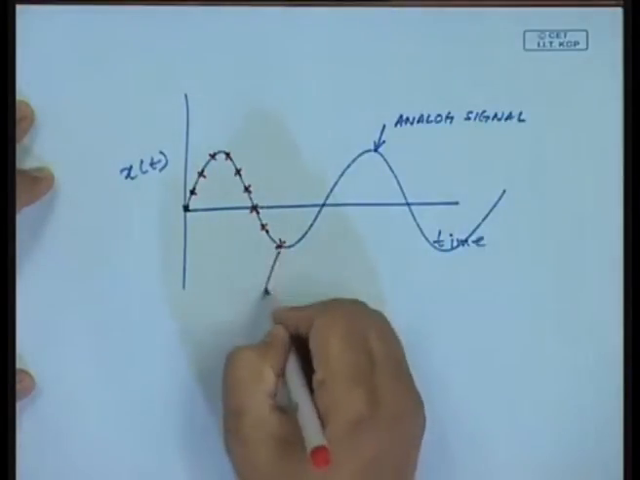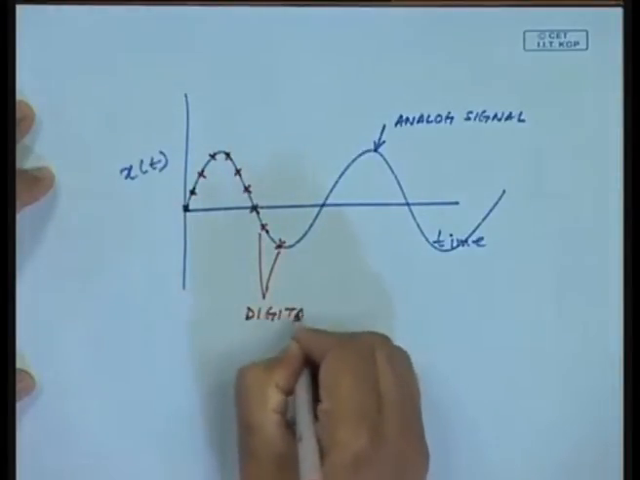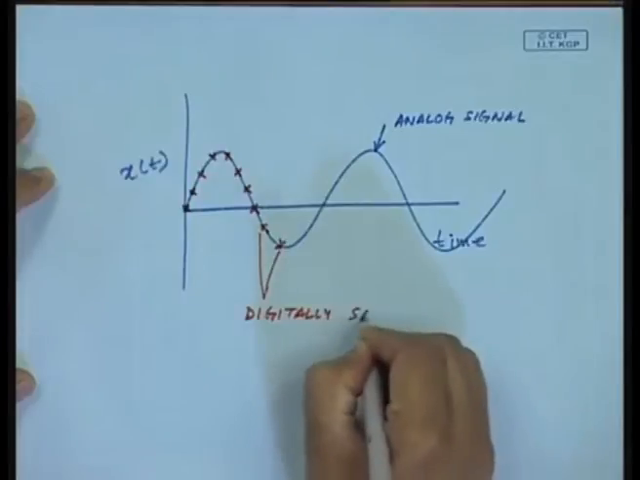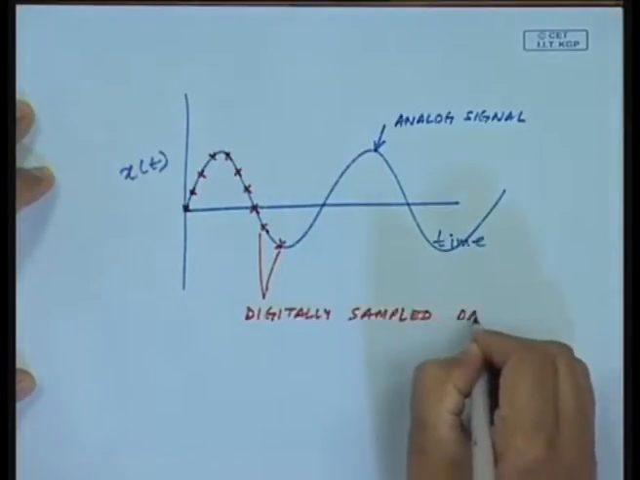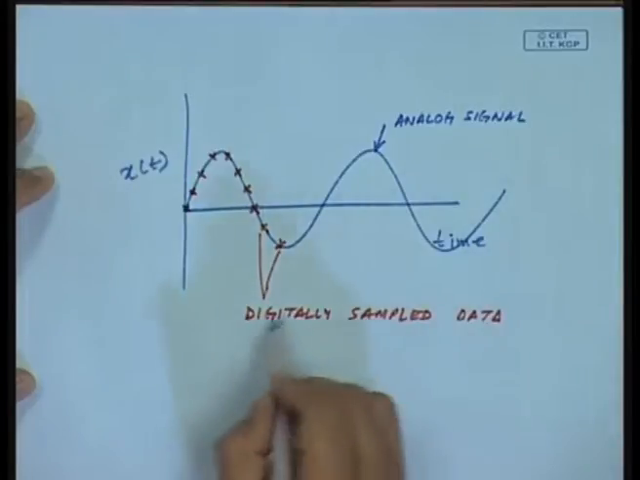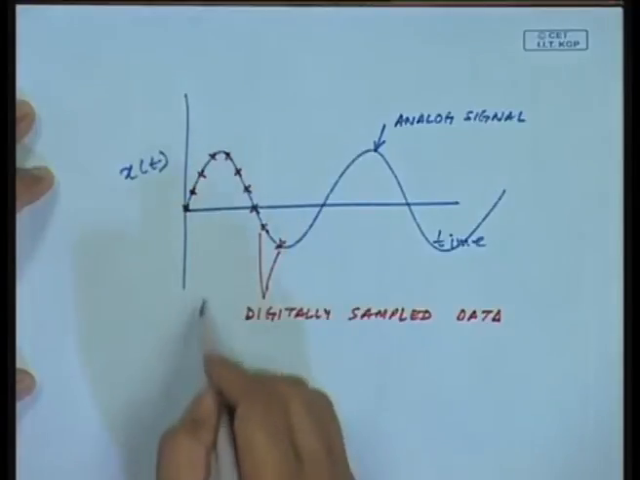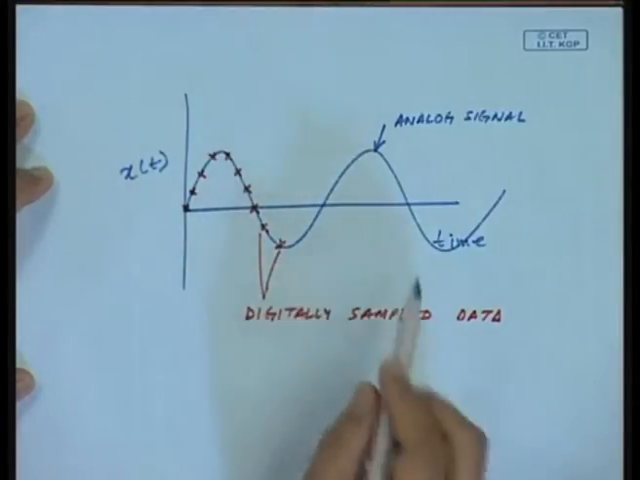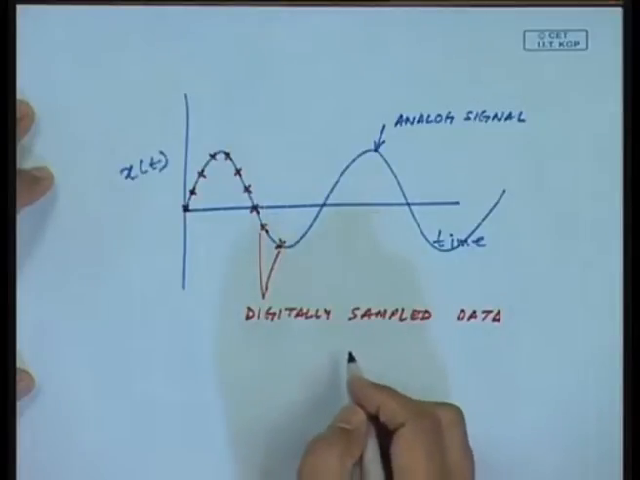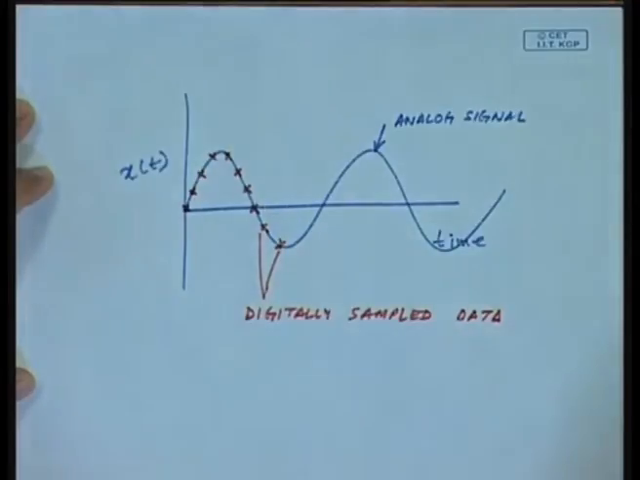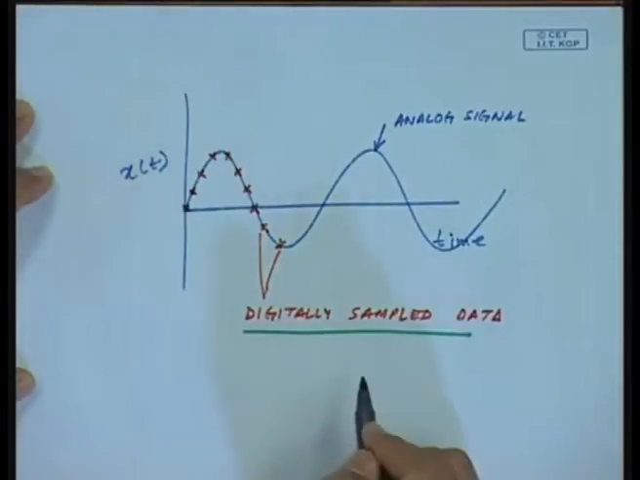But these are my digital sampled data. So, if I lay down this digital sampled data successively one after the other and join them, I should get my analog signal. All of you must understand that. But the question is, who is doing this sampling?